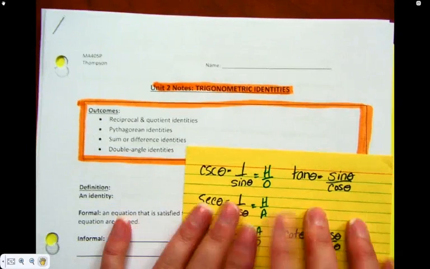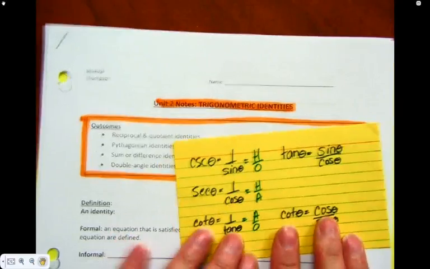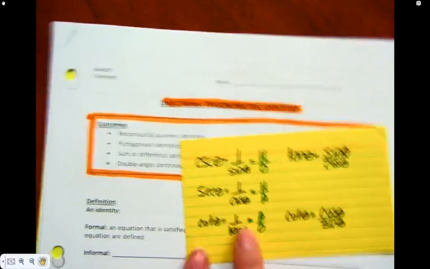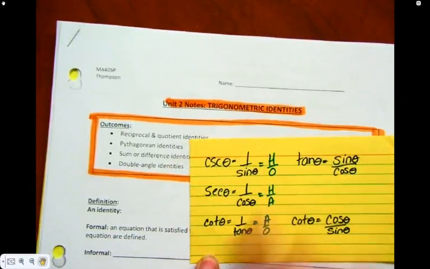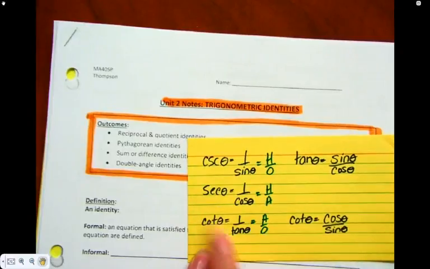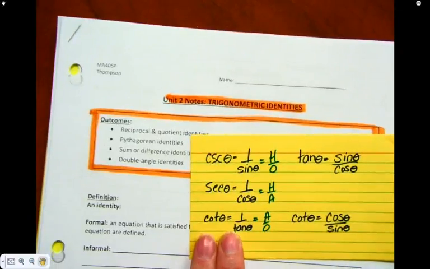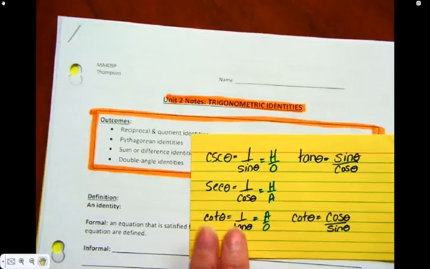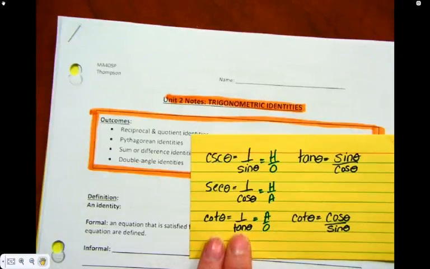Do you have your little index card? These guys here. Cosecant, secant, cotan. Remember these guys? Something's going on back there. I don't know what. Cole, what's going on?